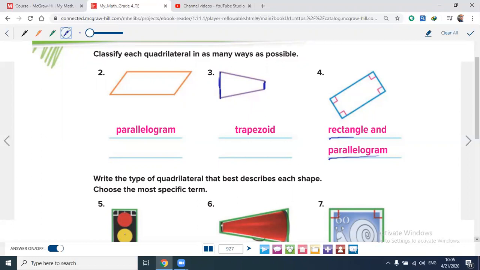Second one, number 5, 6, and 7. Write the type of quadrilateral that best describes each shape. Choose the most specific term.